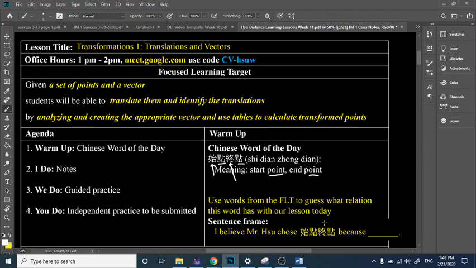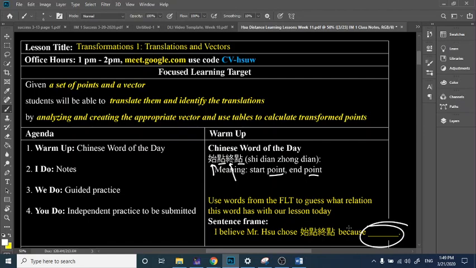So please take a guess. Why do you think I chose this? So I believe Mr. Su chose this because... And I'm going to move on in 3, 2, 1, 0.